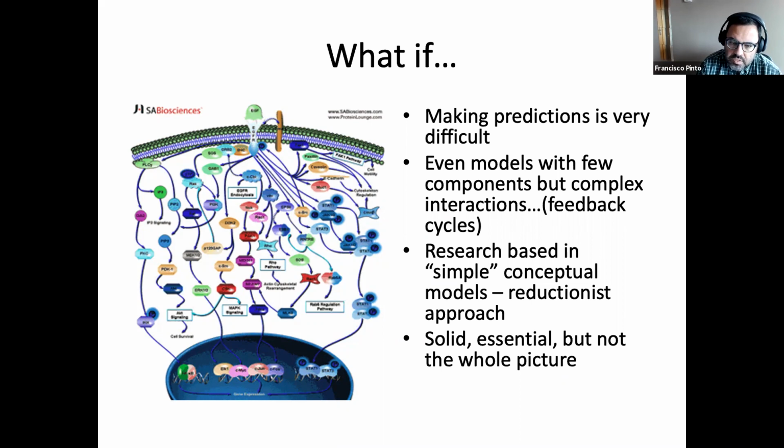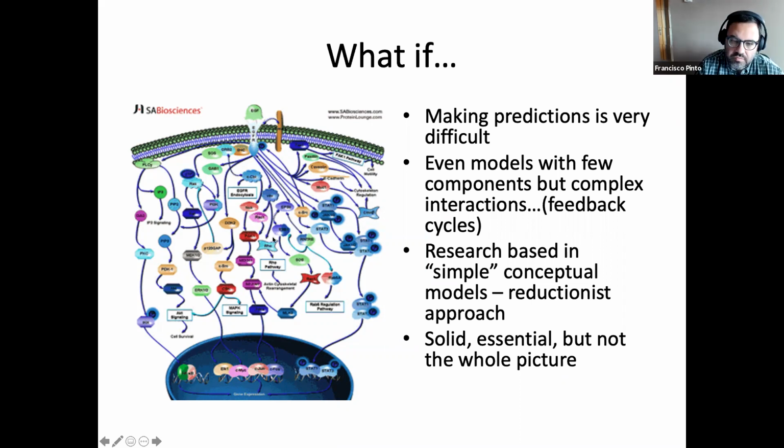So it's not that complex. But if you have more complex patterns of interaction, so more interactions, one thing that makes it really difficult to make predictions just in your head about the system is when you have feedback loops. So there is an external signal that affects some components, but at some point some of these components signal back to other components that influence the origin of the signal. And you can have feedback cycles, feed-forward cycles.